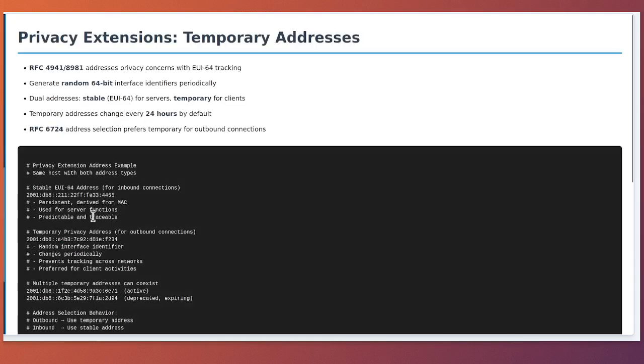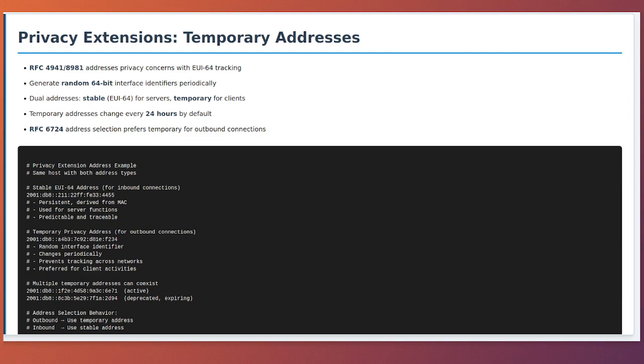Privacy extensions and temporary addresses. Privacy extensions, formally specified in RFC 4941 and updated by RFC 8981, emerged from growing concerns about the privacy implications of EUI-64 addresses.